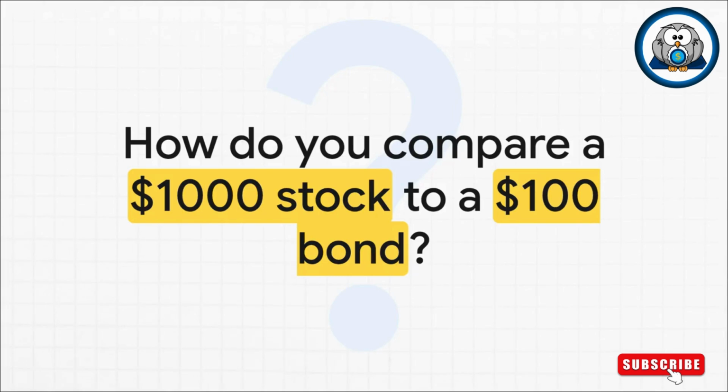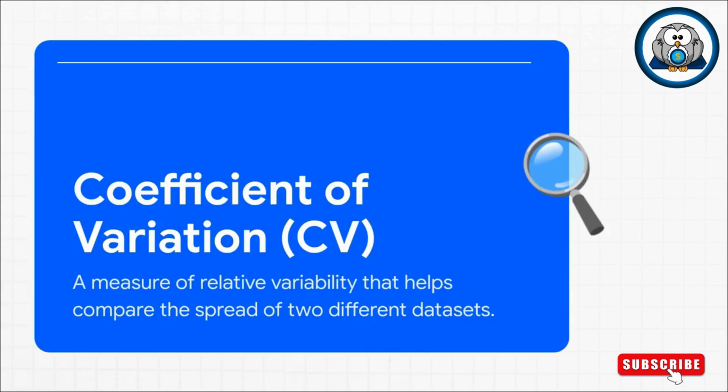Okay, so that brings up a really good question. How in the world can you compare the risk of 2 totally different things? I mean, a big, volatile $1,000 stock and a small $100 bond, that feels like comparing apples and oranges, doesn't it? Well, this is where the coefficient of variation, or just CV, comes into play. It's a really clever tool that basically levels the playing field. It ignores the dollar amounts and just measures the relative risk. It lets you make a true apples-to-apples comparison no matter what you're looking at.